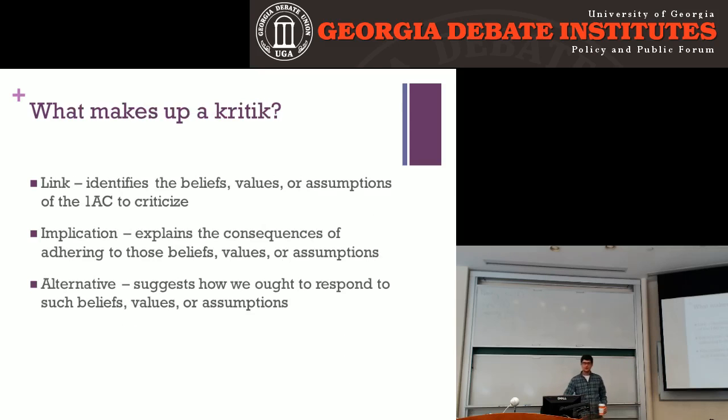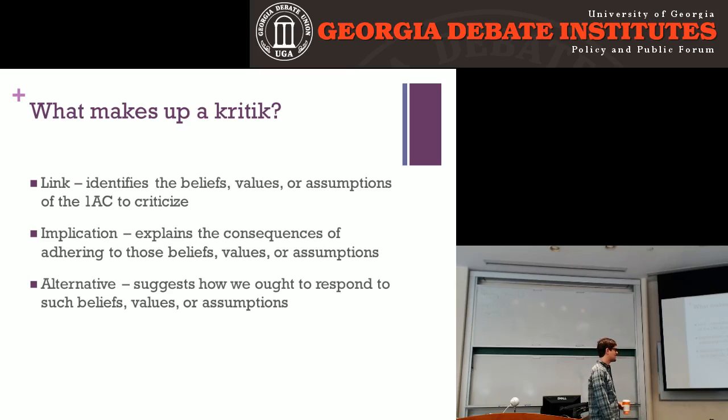Okay. What makes up a critique? What are the three arguments that go into a critique? What are the three arguments that go into a disadvantage? Uniqueness, link, and impact. So those are canonical terms. Similarly with the critique, we have our link, implication, and alternative. Notice that there is no uniqueness.